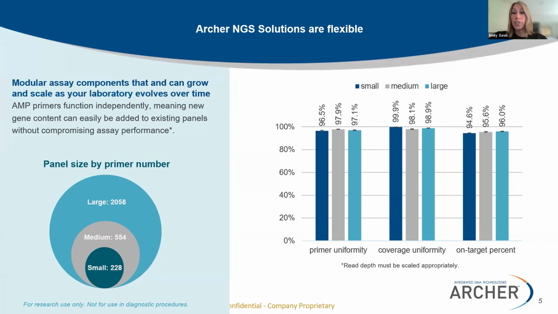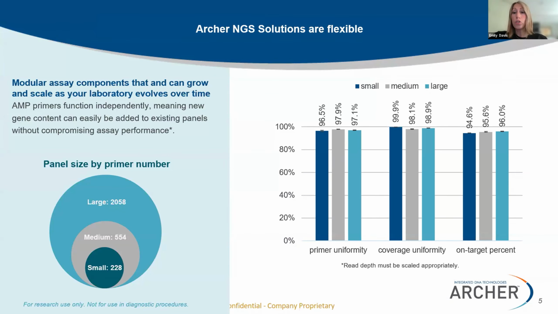One of the key advantages of using assays built with AMP chemistry is its flexibility, which allows you to customize your assay and add new content without compromising performance. In fact, around 60% of our customers use custom panels. On this slide, we're showing 3 custom assays of different sizes: small, medium, and large.